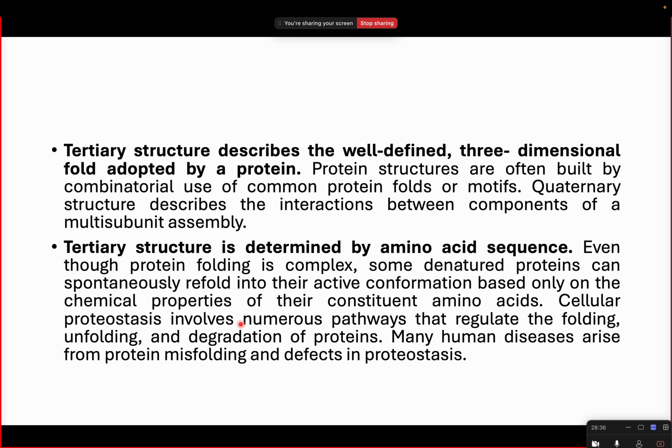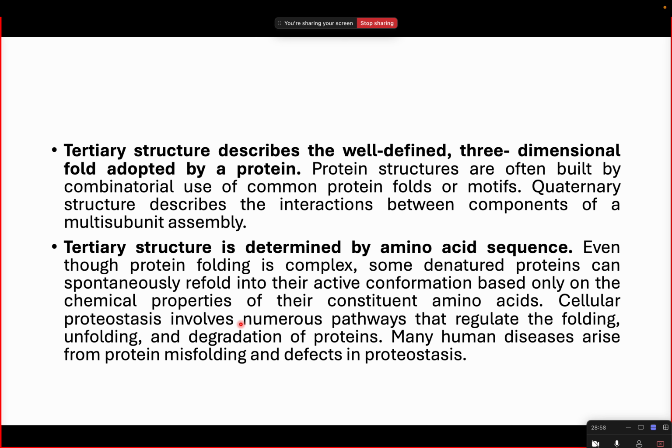The tertiary structure describes the well-defined three-dimensional fold adopted by a protein. Protein structures are often built by combinatorial use of common protein folds or motifs. Quaternary structure describes the interaction between components of a multi-subunit assembly. We have already discussed this part.